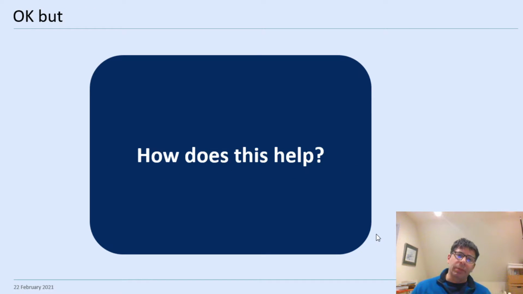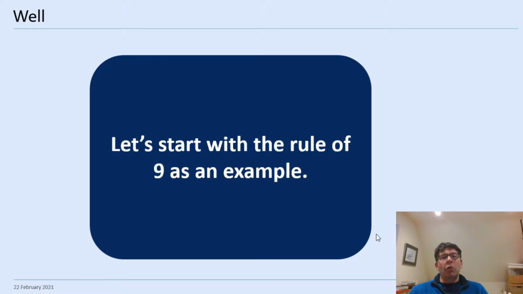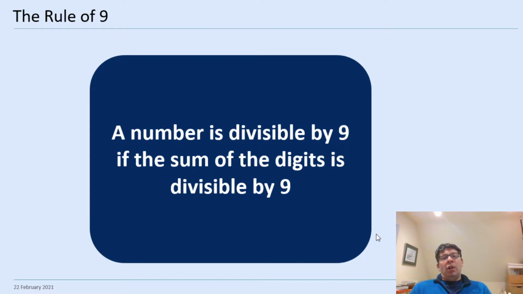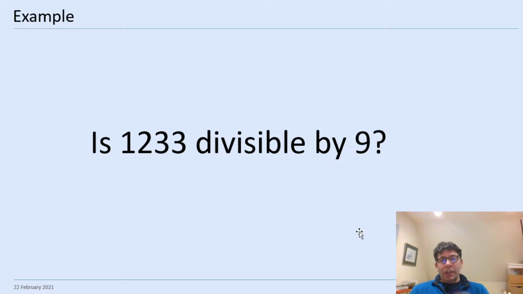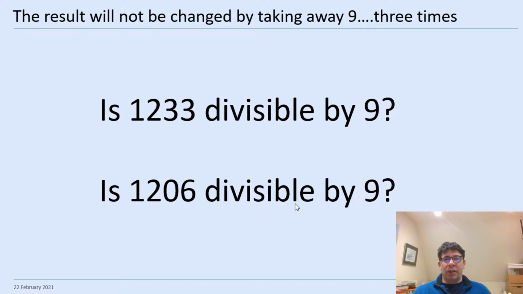Okay, how does this help? Well, let's start with the rule of 9 as an example. The rule says a number is divisible by 9 if the sum of the digits is divisible by 9. That's what the rule says. So, for example, is 1,233 divisible by 9? Well, let's add the digits. 1 plus 2 is 3, plus 3 makes 6, plus 3 makes 9. So yes, it is, because 9 goes into 9.